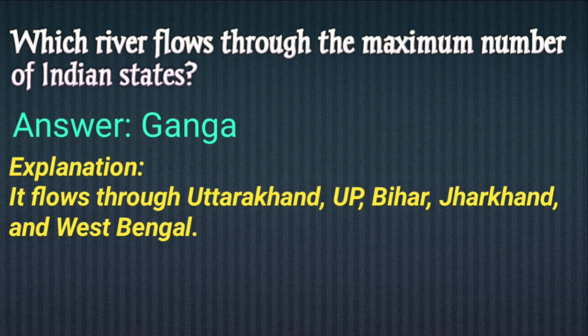Which river flows through the maximum number of Indian states? Answer: Ganga. Explanation: It flows through Uttarakhand, Uttar Pradesh, Bihar, Jharkhand, and West Bengal.